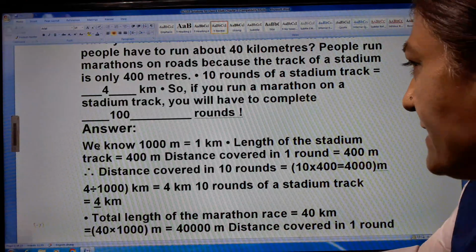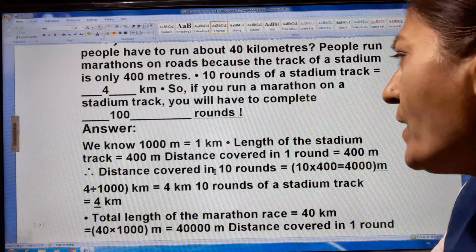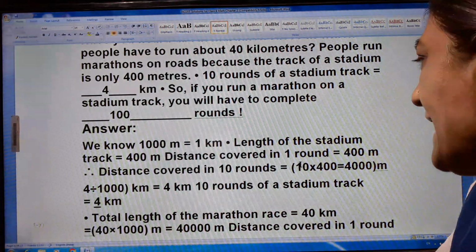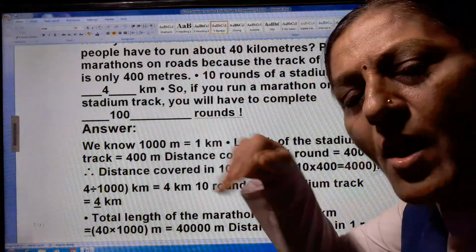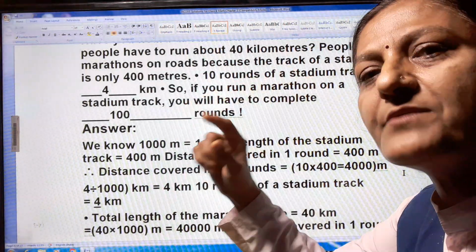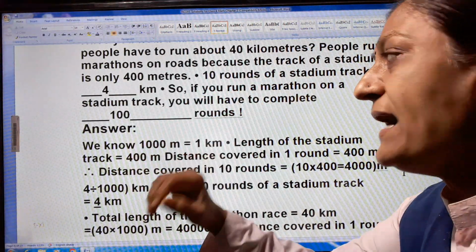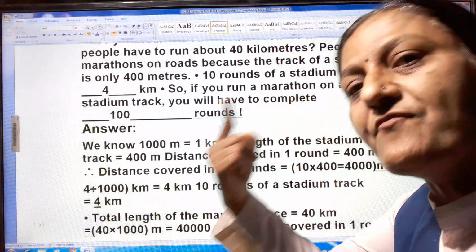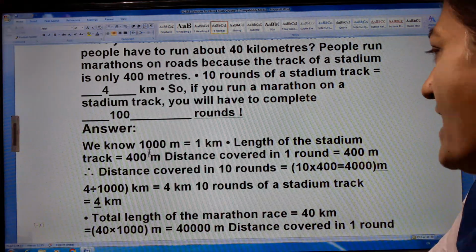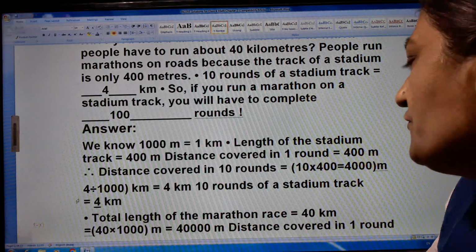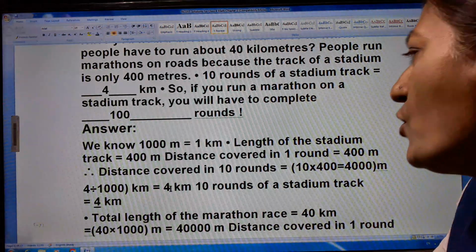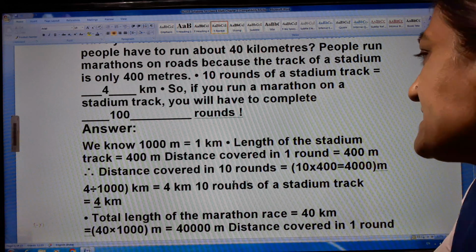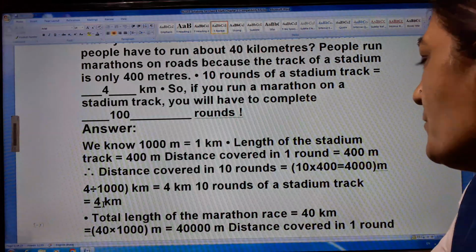So we have to write this way. Distance covered in 10 rounds is equal to 10 into 400, means 4,000 meter. If there are 10 rounds, then 4,000 meter means 4 kilometer. But in marathon there is 40 kilometer. So we have to write this way: 4,000 divided by 1,000 is 4 kilometer. 10 rounds of a stadium track is equal to 4 kilometer.